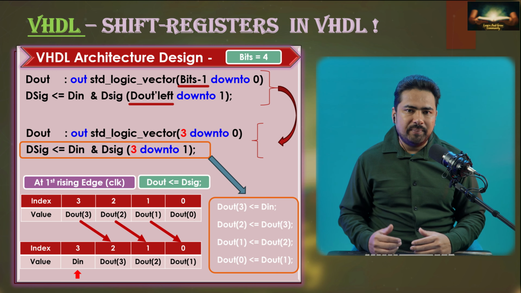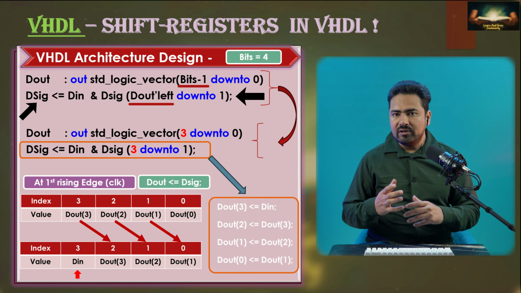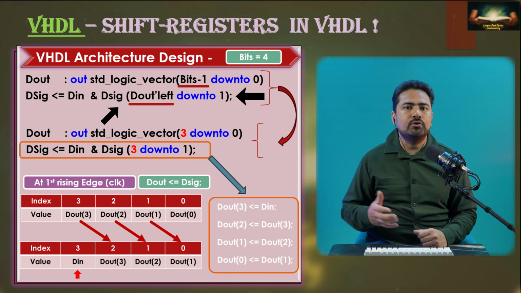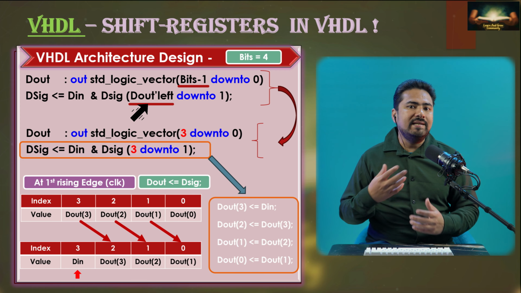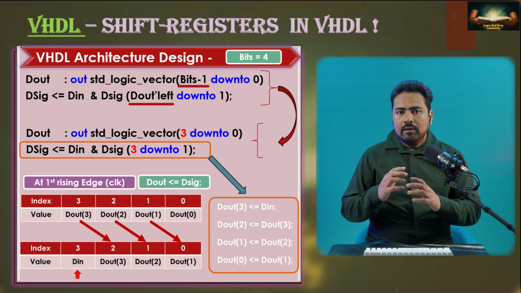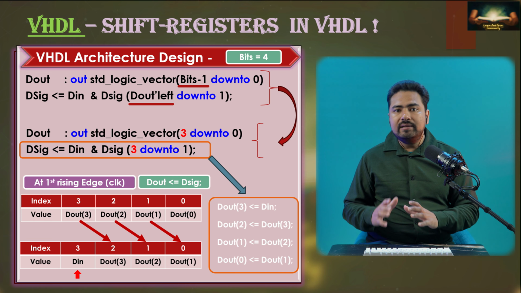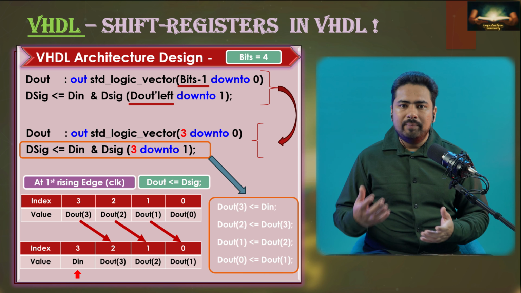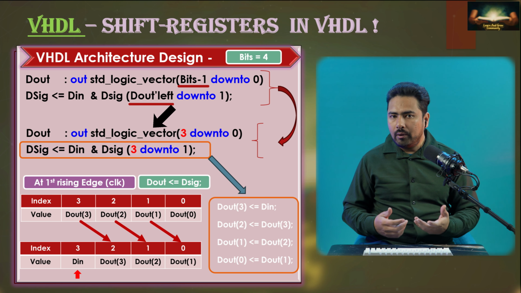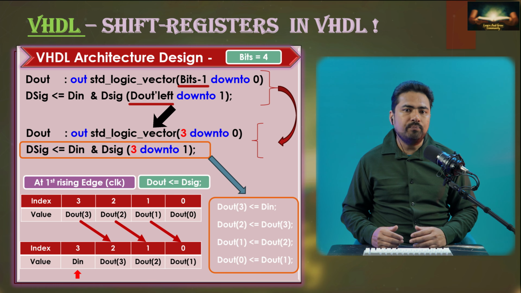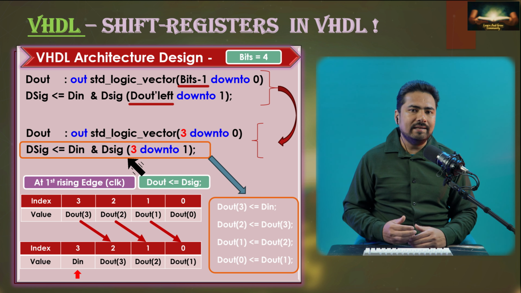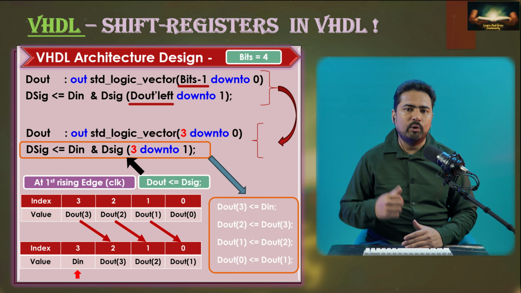Now coming to the second statement. This is D6 gets the value of D in concatenation with D6 D out left down to 1. So what is D out left? It is 3, right? We already covered this in the attribute section. So if you have any doubt, then please revisit the attribute section. Now coming back, we can write these lines as D out colon out std logic vector 3 down to 0. D6 gets the value of D in concatenation with D6 3 down to 1 semicolon.